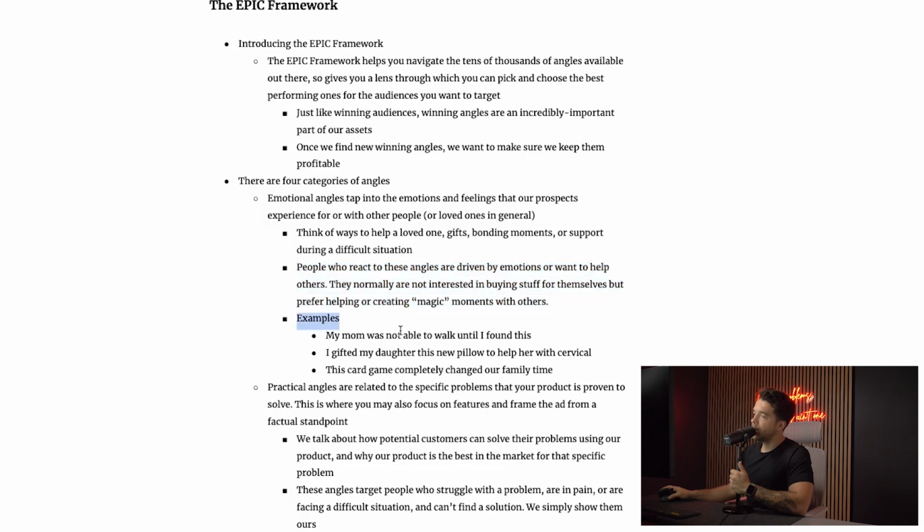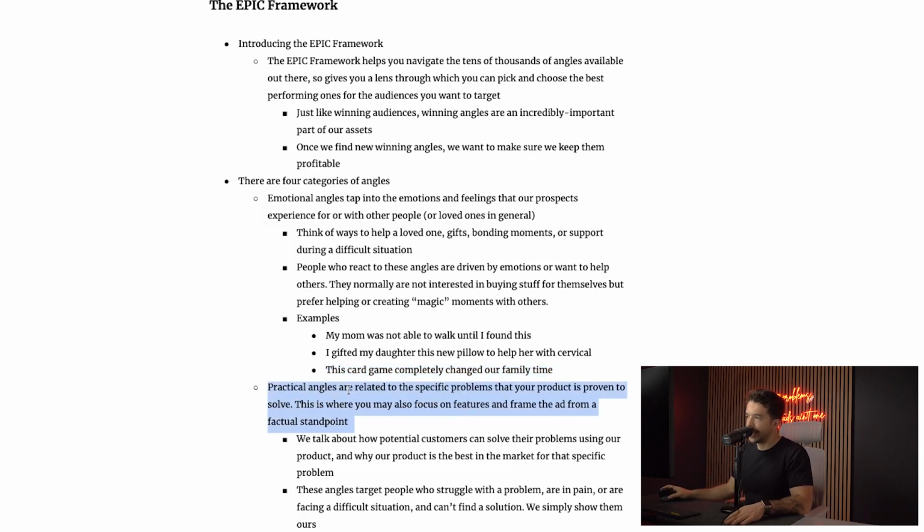Just to give you some examples: my mom was not able to walk until I found this. I gifted my daughter this new pillow to help her with her cervical. This card game completely changed our family time. So, as clear as that, here we are basically giving them opportunities to help, to give support to their loved ones. That can be a mom, that can be a family member, it can be a dog, it can be a cat, it can be whoever.